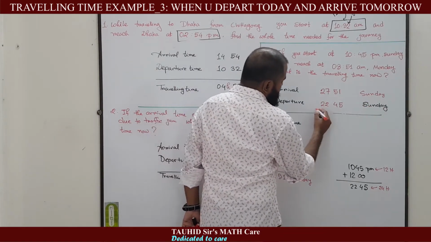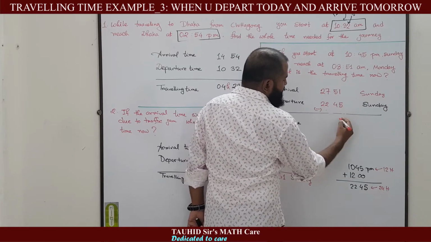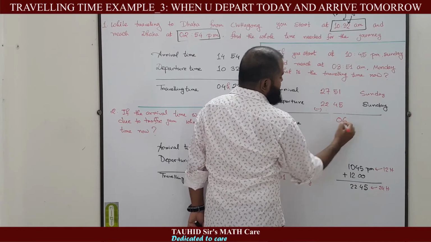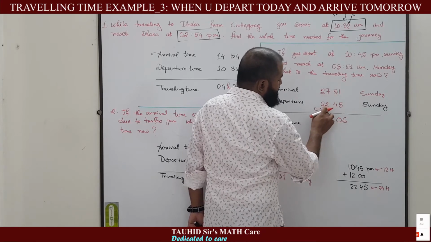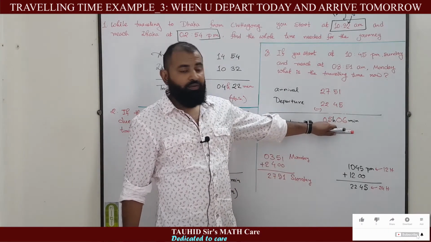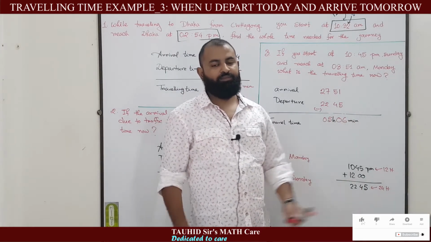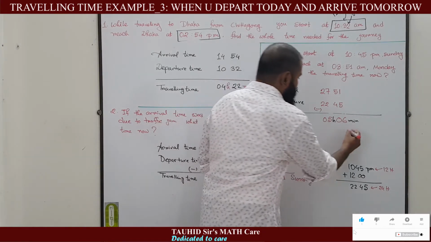So the travel time is this minus this. So 51 minus 45, that means 06. 27 minus 22, 05. That means the travel time in this case is 5 hours 6 minutes. This is our answer.